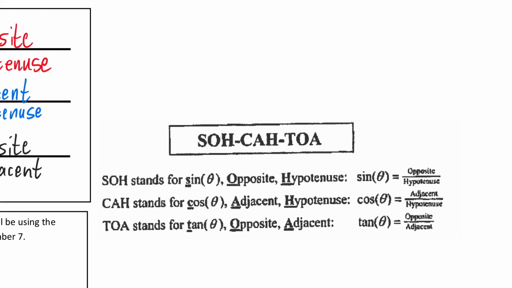SOH CAH TOA. That's how we're going to remember the difference between the three functions. Say it with me. SOH CAH TOA. Now, I want you to write it like this. Write it down like that. It's the same thing, it just sets it up even better for what we're going to be doing.